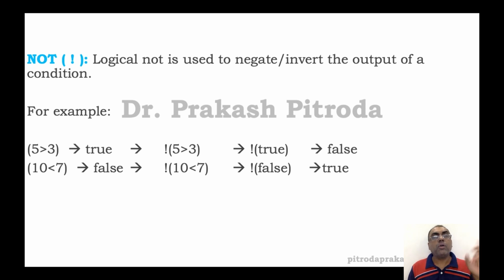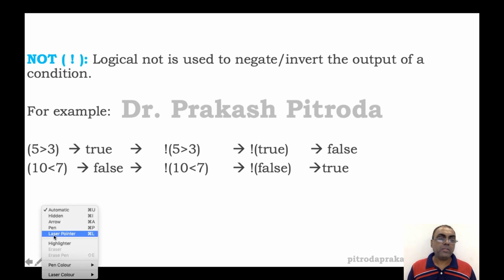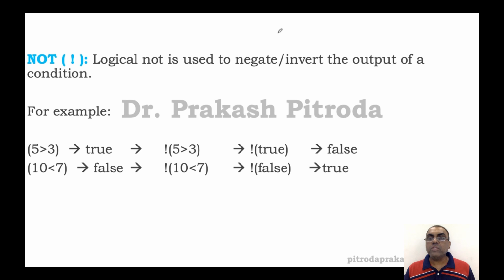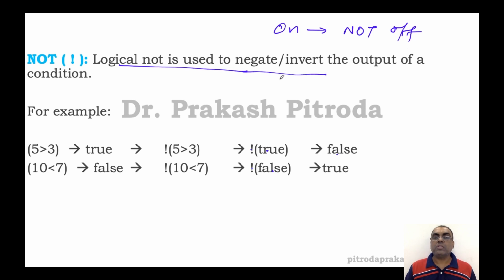For example, if you look around in your house, you may find a switchboard. You may find some of the switches are on, some of the switches are off. So can I say the switch which is on is not off? It means the same, because they have only two choices. So something which is not true means false, and something which is not false means true. Not will negate, invert the output of your condition.